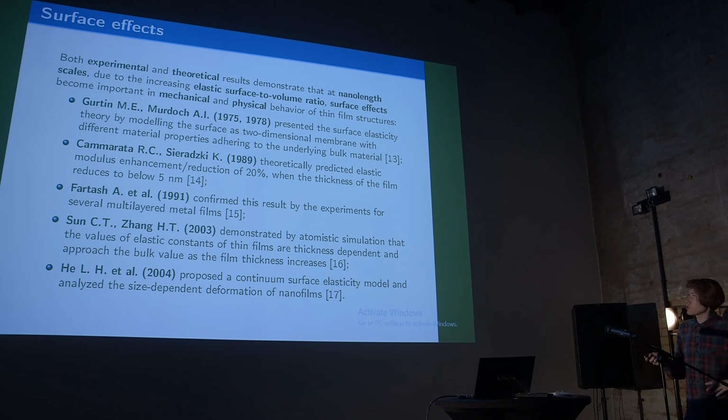So it was shown in different experimental and theoretical works. For example, we can mention here the work of Kamaret and Siratsky. They theoretically predicted that elastic moduli can be enhanced or reduced by even 20% when the thickness of our film is reduced to below 5 nanometers. And the Fertesh group confirmed this result by experiments for different multilayered structures.